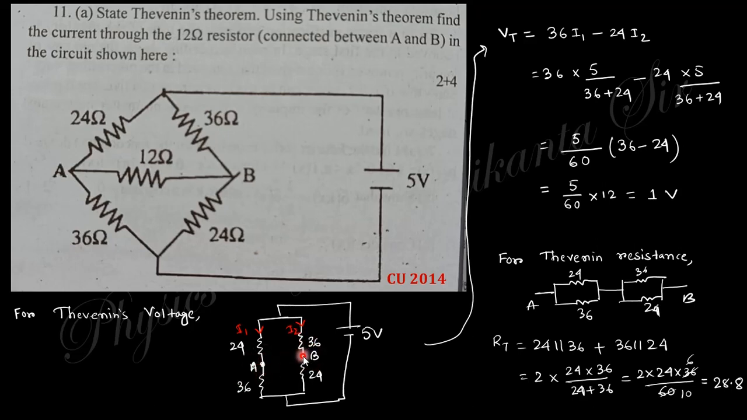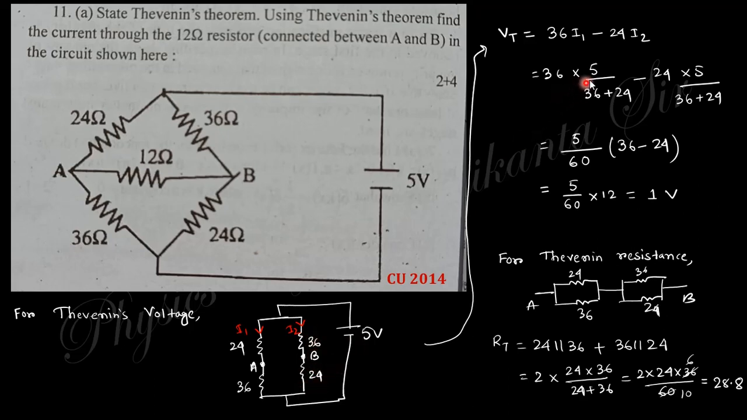So what will be the voltage difference? This is nothing but the voltage difference across 36 and 24. 36 into this current and 24 into this current is the difference. What will be the value of current? Current is nothing but total voltage difference, which is 5. So this 5 by total resistance is the current through that side, and this side current I2 is nothing but 5 by the addition of these two.